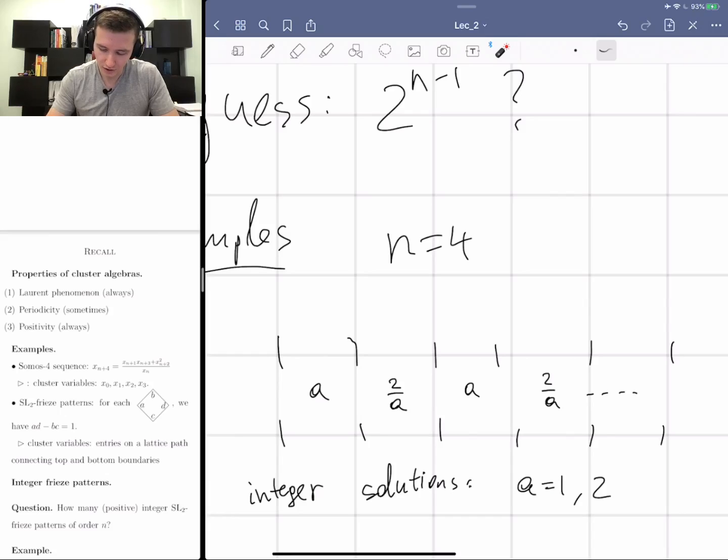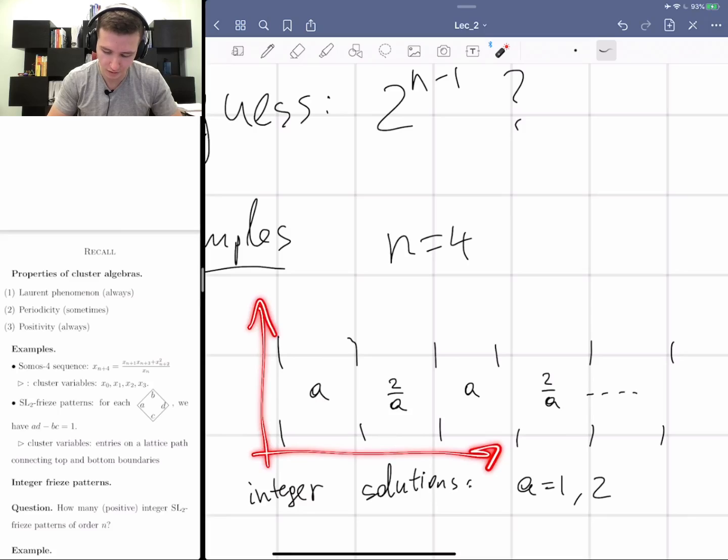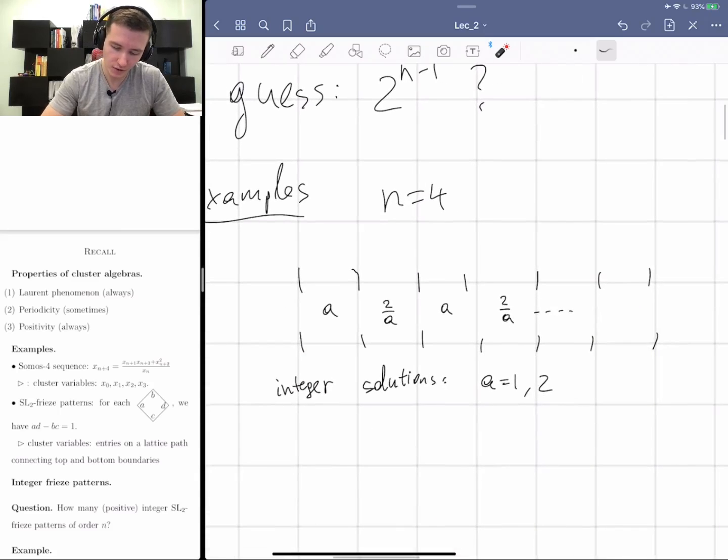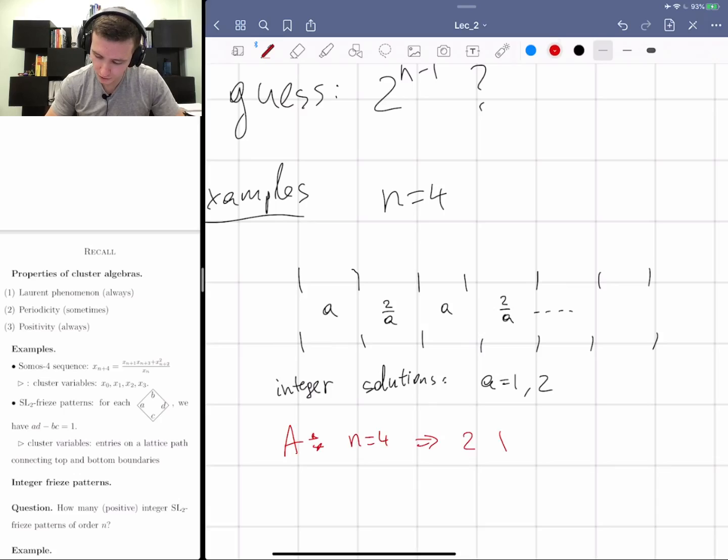Let's consider these to be different, so I do not consider them modular shift. Let's just choose some entry, and let's pin the pattern to the plane. Let's fix some x-axis and y-axis, and so each entry has a coordinate in the plane that's fixed. So the answer, when n is equal to 4, is that there are 2 frieze patterns.